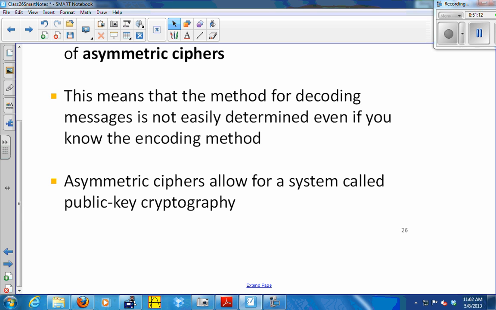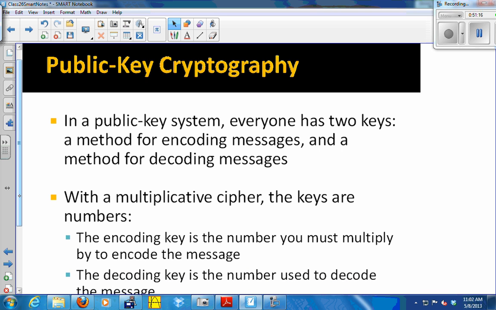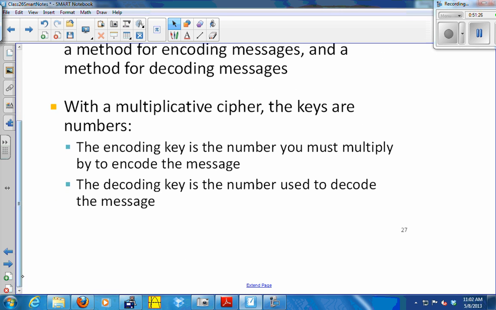Asymmetric ciphers are what allow for public key cryptography. So in a public key system, everyone has 2 keys, a method for encoding messages and a method for decoding messages. With a multiplicative cipher, these keys are numbers. The encoding key is the number you multiply by to encode, and the decoding key is the number you multiply by to decode.